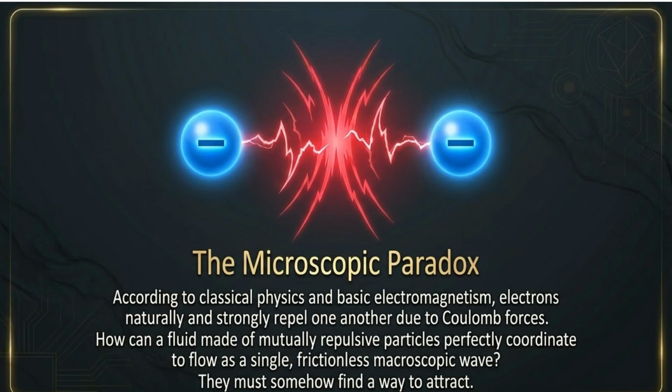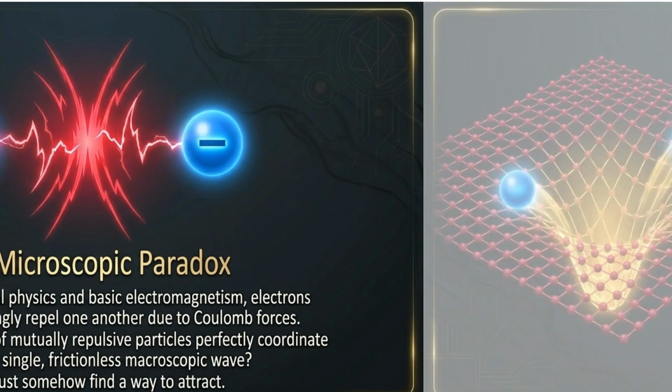The microscopic paradox is that electrons naturally repel one another due to Coulomb forces. Yet in a superconductor, a fluid of mutually repulsive electrons coordinates to flow as a single, frictionless, macroscopic wave. They must somehow find a way to attract.